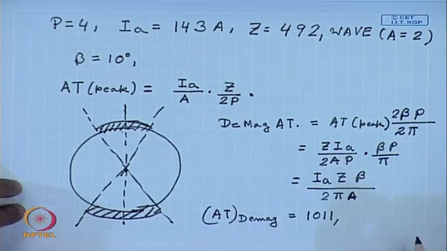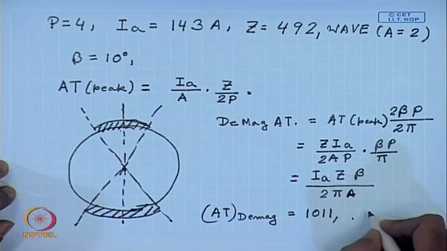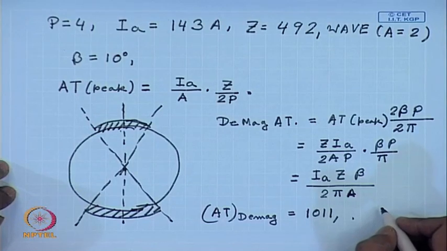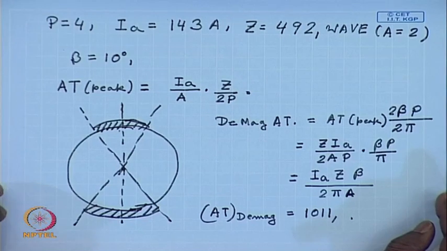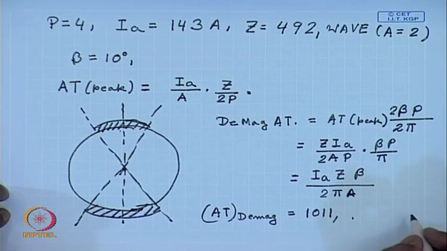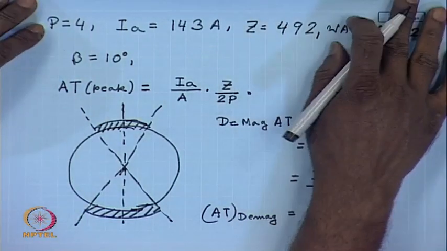1011. If the field current is known, then we can find out the number of extra turns that will be required on the field winding in order to cancel this demagnetizing AT. So, this divided by field current will give you the number of extra field turns required for this machine.